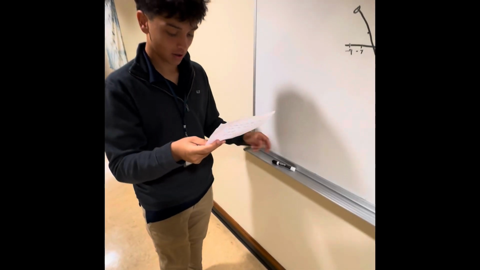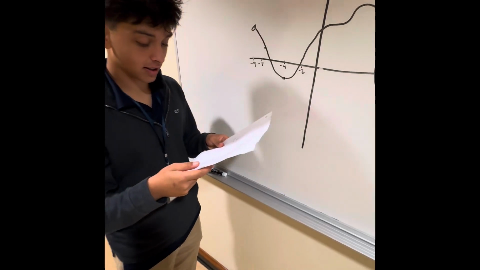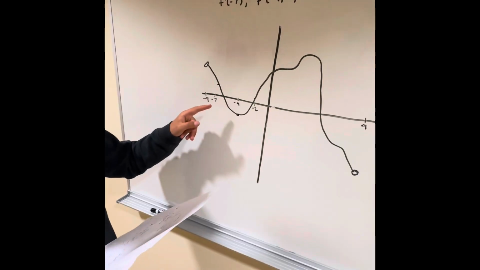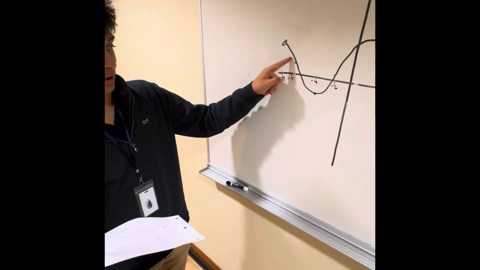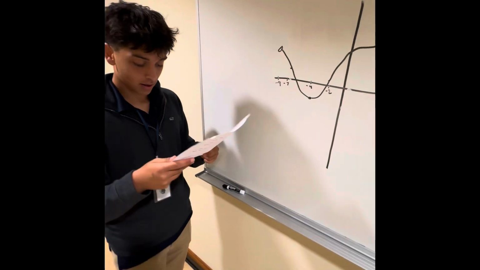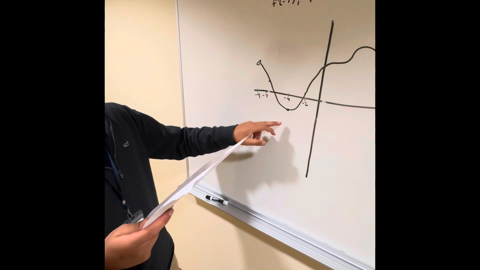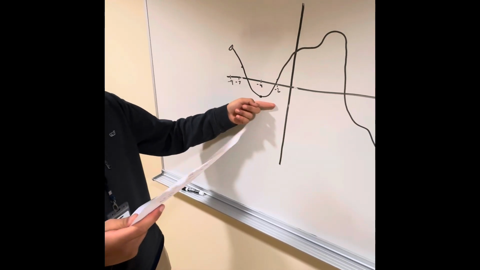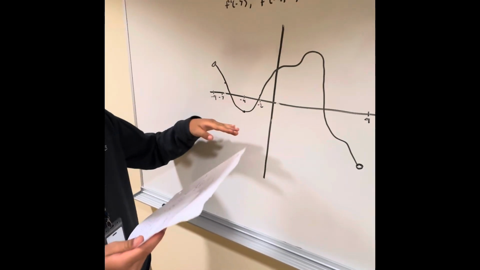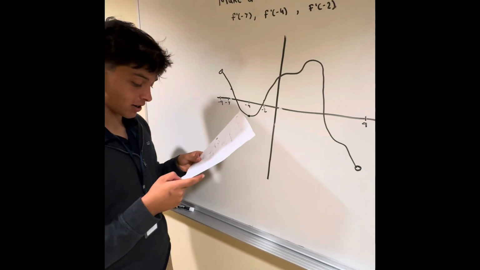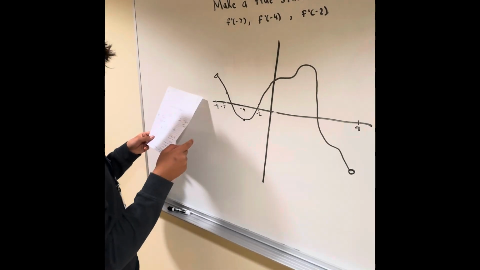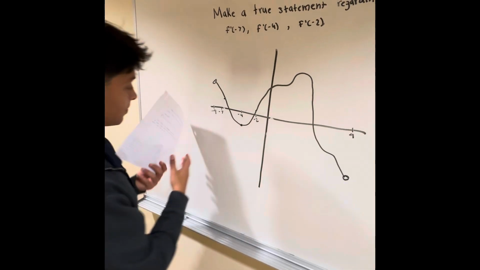So the slope of the tangent line at x equals -7 is negative because the function is decreasing at this point. See the decrease. The slope at -4 is 0 because you have a local minimum. You see the point is at a kind of straight. And the slope of the function at the point x equals -2 is positive, it's going up.